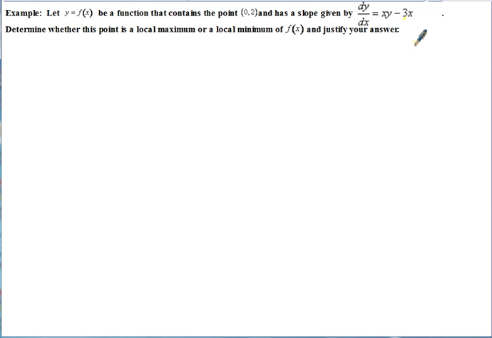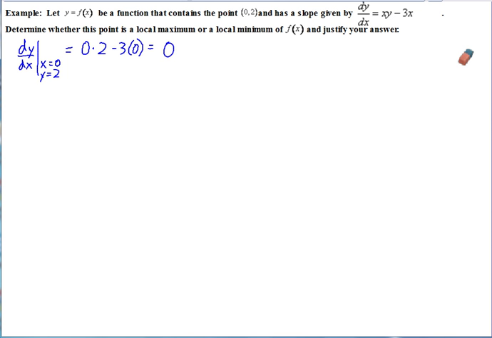So the first thing we have to do is figure out if this is a critical number or not. The point we're given, (0, 2), when x is 0 and y is 2, does it make the first derivative 0 or not? So when you plug in 0 for x, 2 for y, you see in fact, okay, that is 0. So that means it's a critical number. So it could potentially be a local minimum or local maximum.